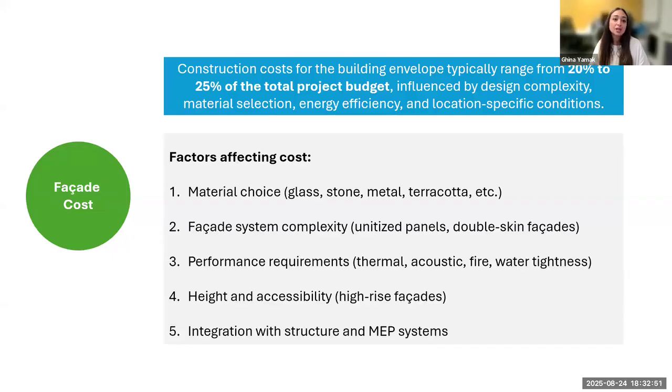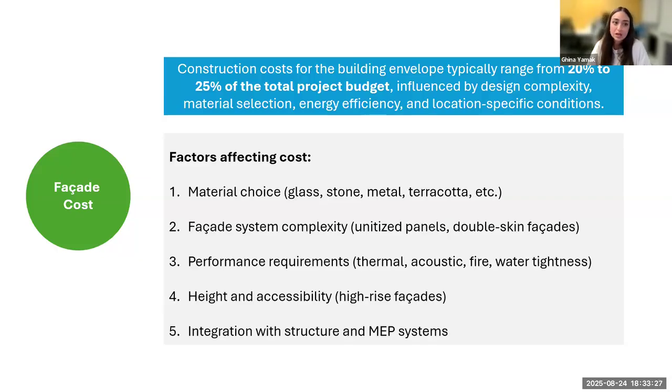So moving forward, I want to talk about the cost, because it's a factor that is deciding and driving all of us, from engineers to the architect. The construction cost of a building envelope typically ranges from 20 to 25% of the total project budget. And this is a big number if you look at it. It's influenced by design complexity, material selection, energy efficiency, and local specific conditions. So what factors actually affect that cost?